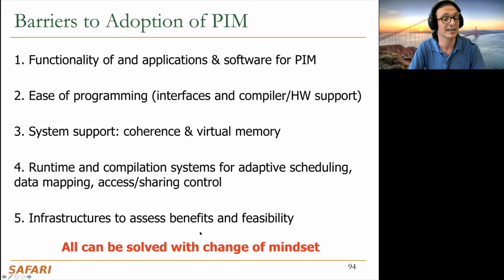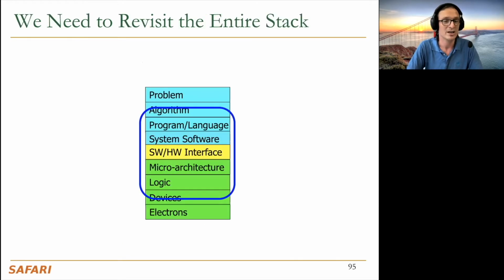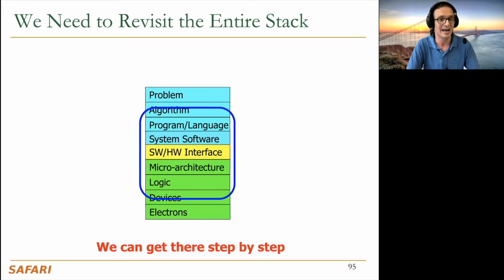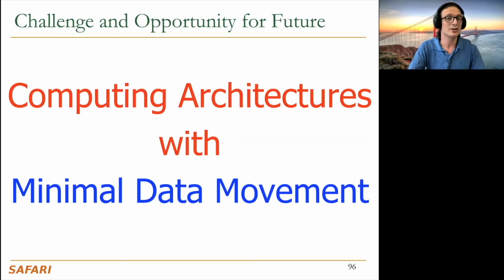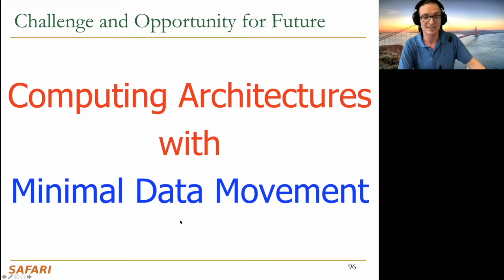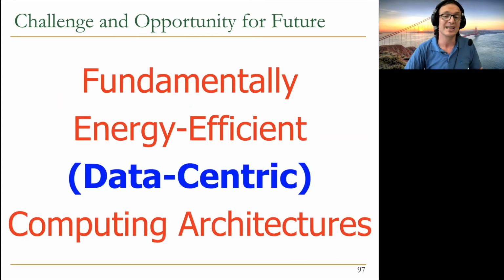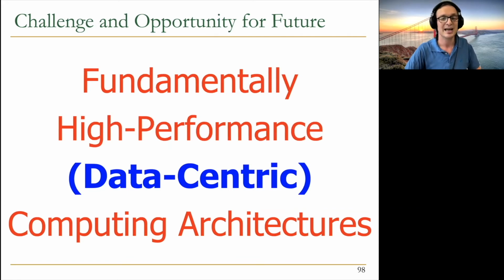So basically, we're violating a lot of principles, and we need to change our mindset so that we actually have much better and much more principled designs going into the future. So basically, we need to revisit the entire stack if we want to change the computing paradigm to a more data-centric paradigm, and we can get there step by step. So this is a huge challenge and opportunity for the future. How do we design computing architectures with minimal data movement, which will lead to fundamentally energy-efficient architectures, and that requires data-centric designs, and also fundamentally high-performance architectures, because that also requires data-centric designs.